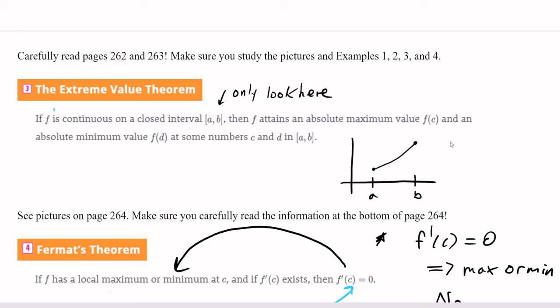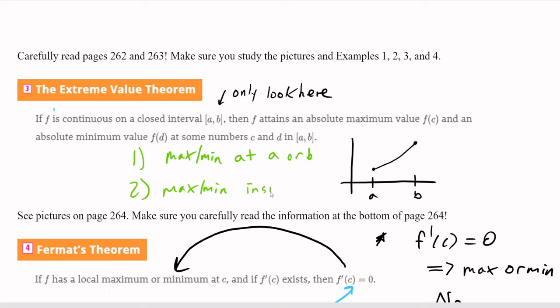So what are the options? A max or min happens, so option number 1, the absolute max or min happens at A or B. So these endpoints could be the max or min, which is this picture right here, right? B is the max, A is the min. Or the max or min happens not at A or B, but inside. So open AB. It happens somewhere in here.